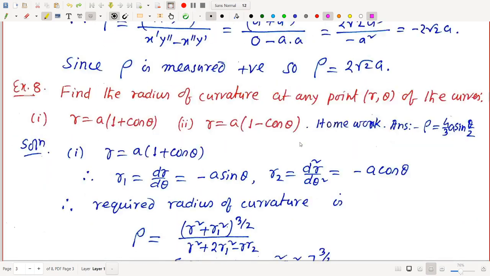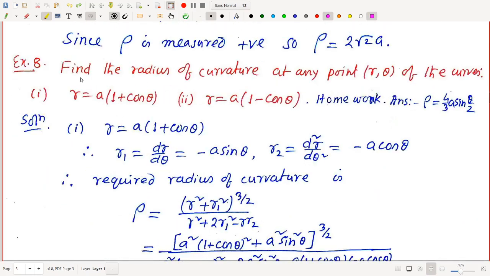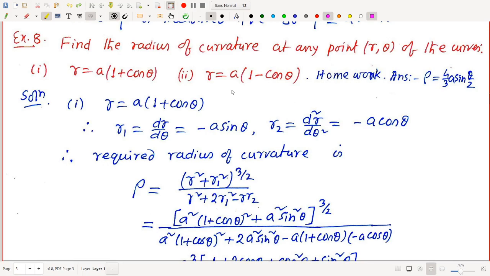Okay, next, example number 8. Find the radius of curvature at any point r theta of the curves. These two curves are given in polar form, so we shall use the formula for radius of curvature in polar coordinates. Number 2 is kept as homework. The answer is also given: 4 by 3 a sin theta by 2. And number 1, let us see.